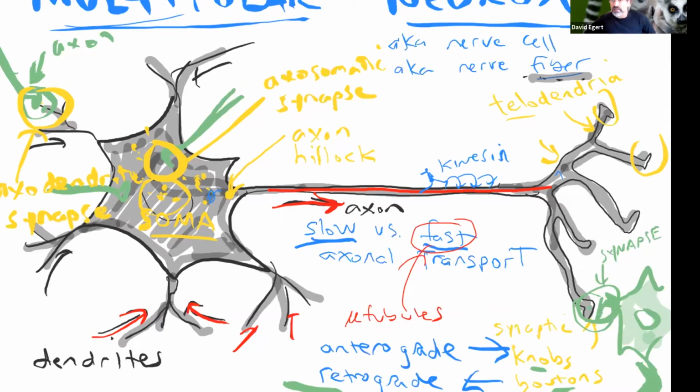We're going to talk about this in the propagation of action potentials as well, but this transport can be anterograde, moving towards the end of the cell, or retrograde, coming back. Part of the reason I want to bring this up is it actually becomes relevant in pathology of, for instance, herpes. So if you get infected with herpes, you get sick.